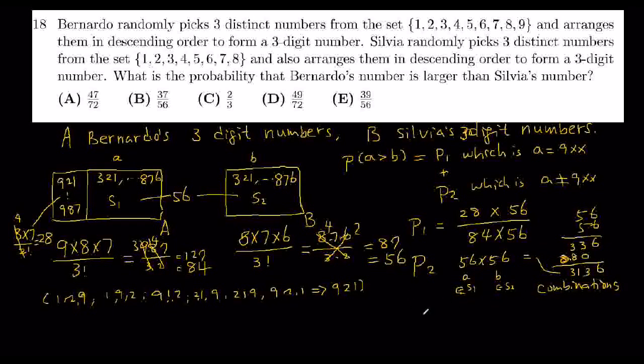But then you have to realize that for some combinations A is greater than B, for some A is equal to B, and for some A is less than B. What's A equal to B? We have 56 combinations. For example, A equal to 3 2 1 and B is also 3 2 1. This is A, this is B, they're equal.